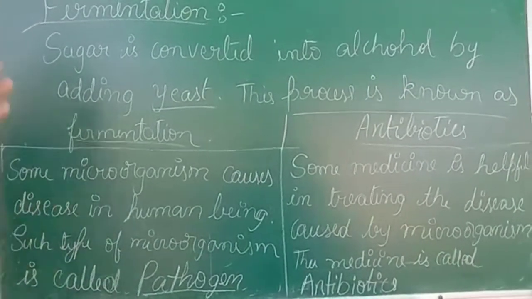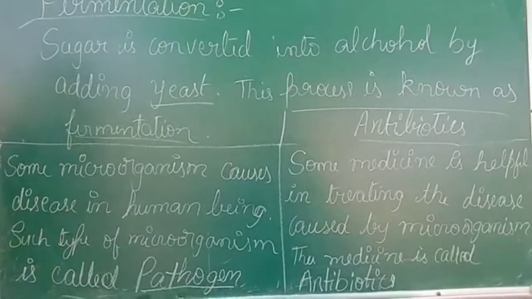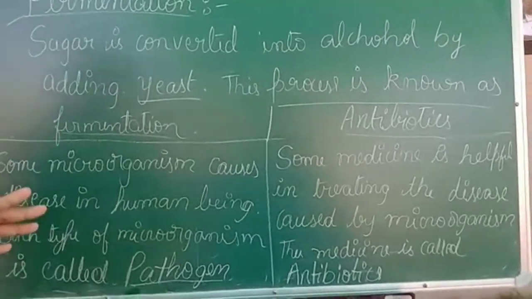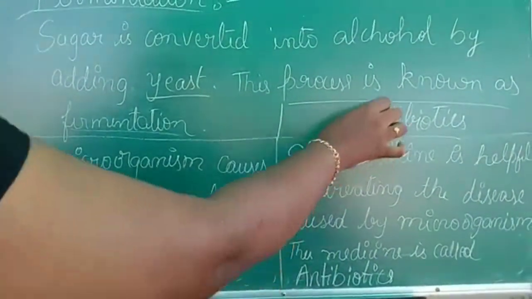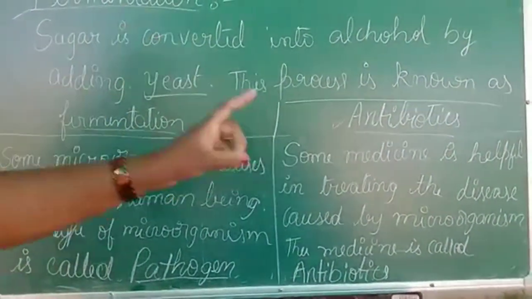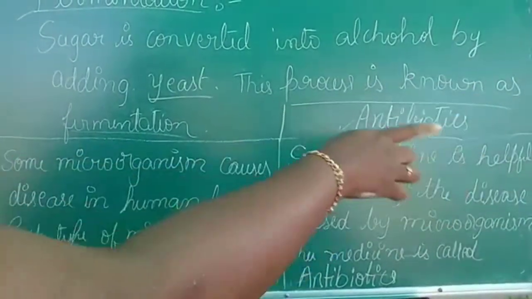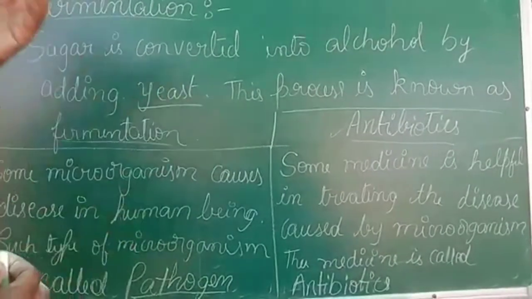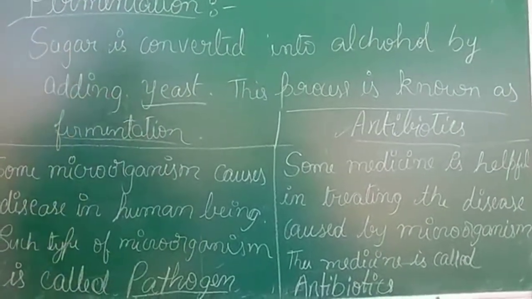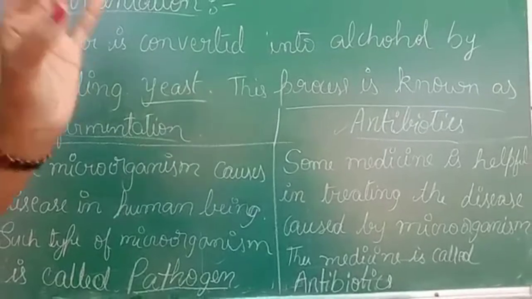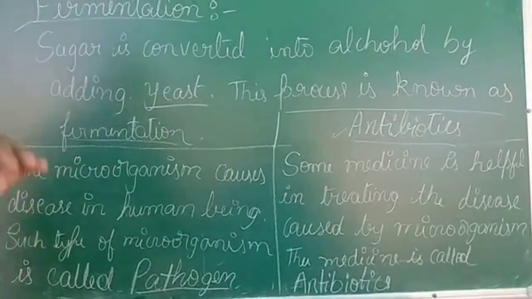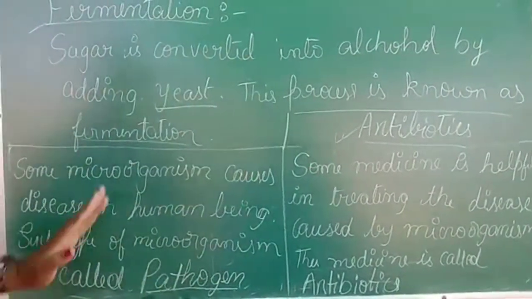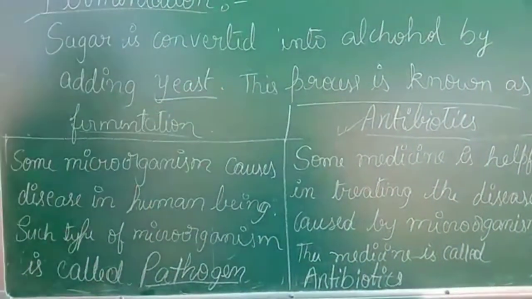Whatever the microorganisms that cause diseases, there will be a particular medicine to prevent such disease. That particular medicine is called an antibiotic. What is an antibiotic? Some medicine that is helpful in treating the disease caused by microorganisms. If a disease is caused because of microorganisms, then there will be certain medicine for that. That medicine is referred to as antibiotics. Pathogen as well as antibiotic are very important questions.